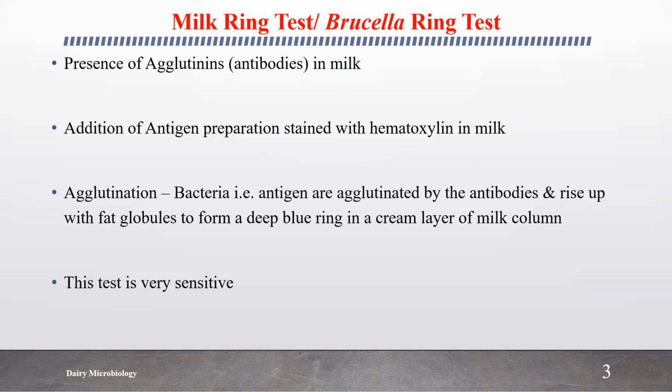This test is very sensitive and may be applied to bulk milk, since a positive milk continues to give a blue ring reaction even when that milk is highly diluted with negative milk from non-infected cows. A positive result may be obtained if the animal is immunized against brucellosis. That is a false positive test.